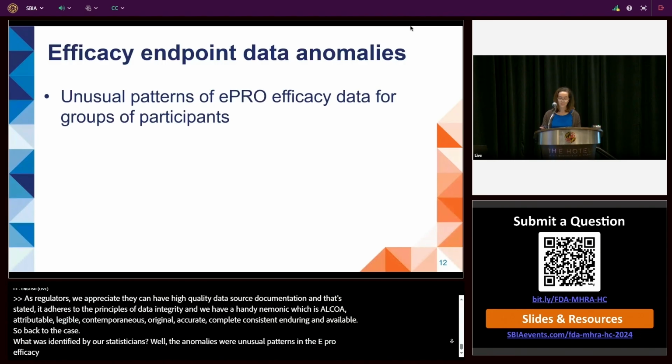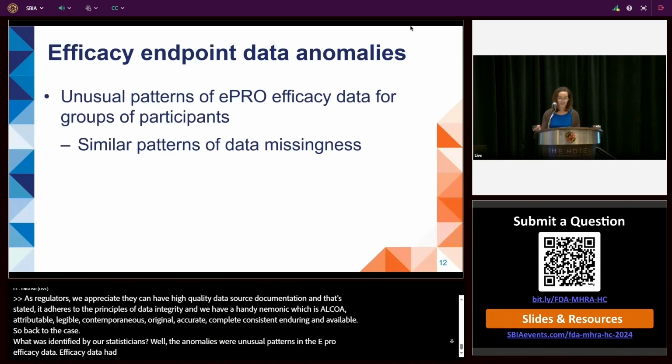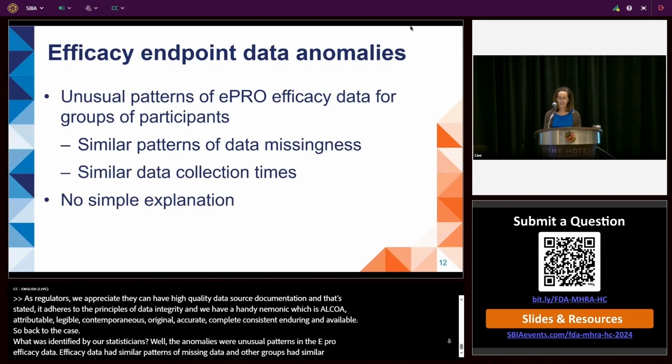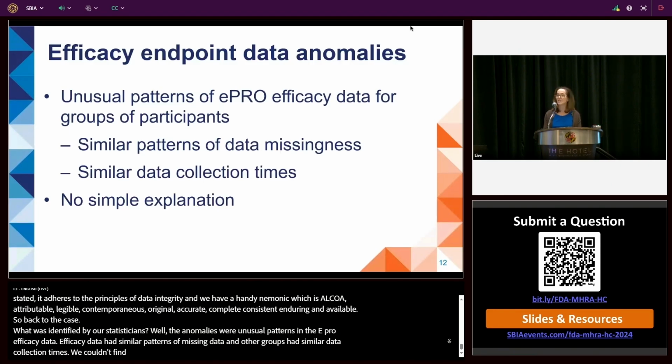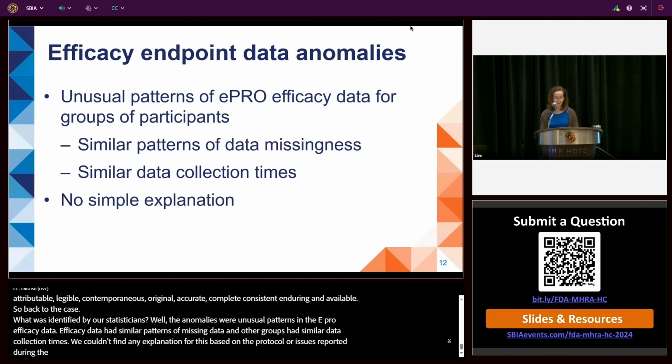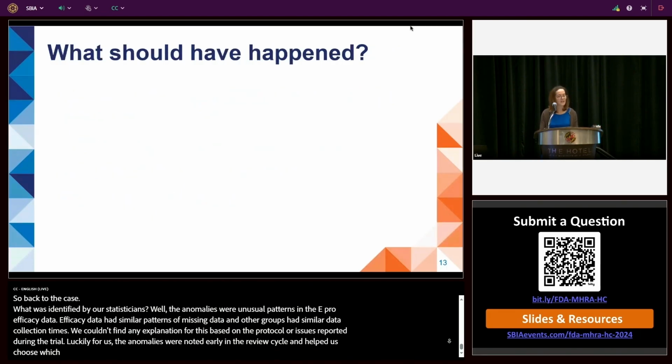Efficacy data in some groups of participants had similar patterns of data missingness, and in other groups had similar data collection times. We couldn't find any explanation for this based on the protocol or issues reported during the trial. Luckily, for us anyway, the anomalies were noted early in the review cycle and helped us choose which clinical investigators to inspect. So in order to understand what went wrong, let's review what should have happened according to the protocol.